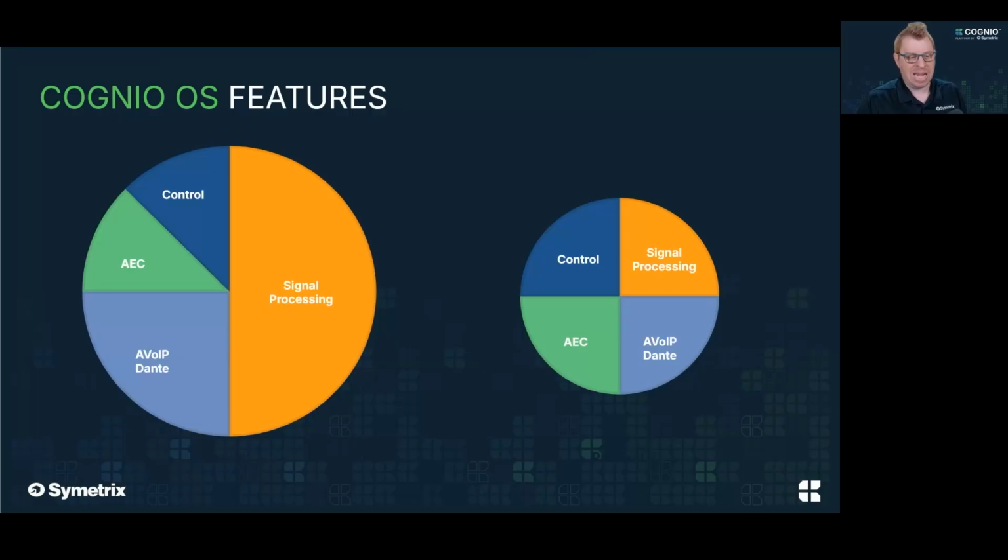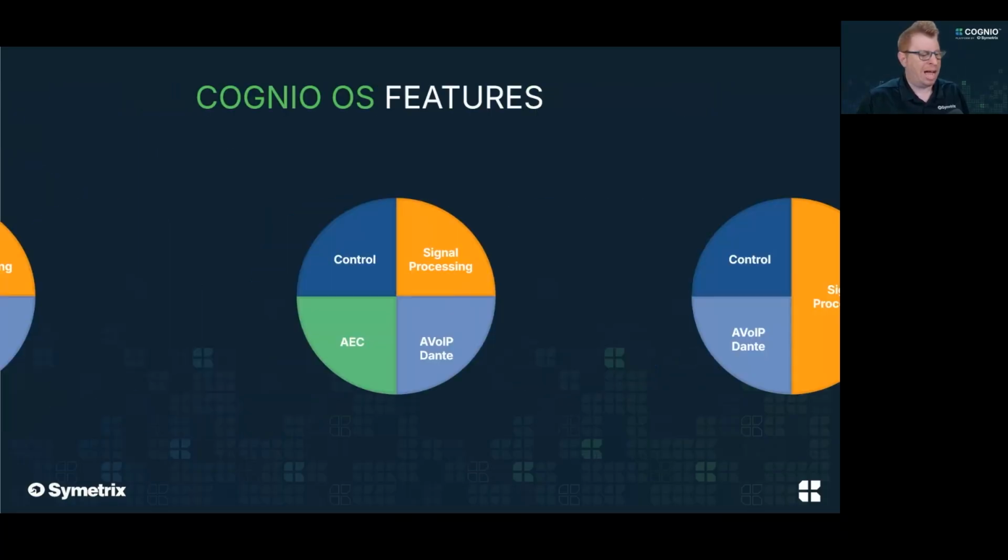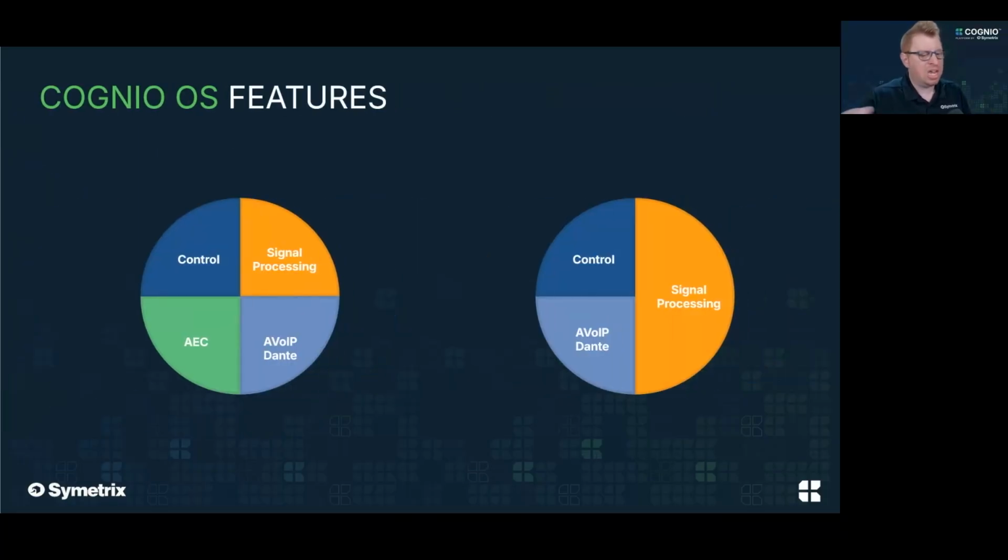And that can be dynamic too. It doesn't have to be something we set at design time when we build a product. It can be something that's configurable in the field. So let's say you're designing a system with a product on the right, but you don't need AEC. Well, we can allow you to turn off AEC, giving you that processing for more capabilities. The Cognio OS allows all of this.